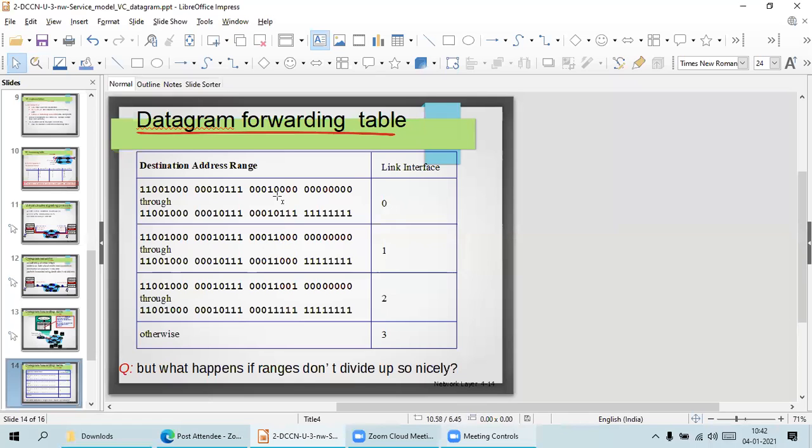Here I have added one extra range, starting from 1 0 0 0 0 up to 1 1 1 0 0 0 0 1 1 1 1. Like this you have the address ranges. These are the IP addresses. If it is beyond that, you are going to send through link 3.